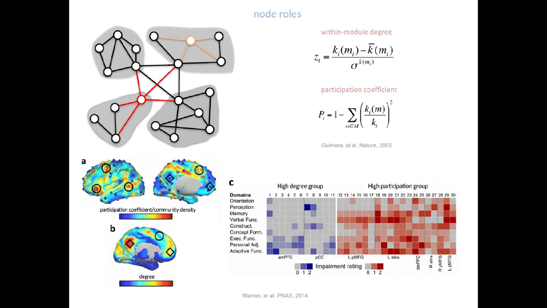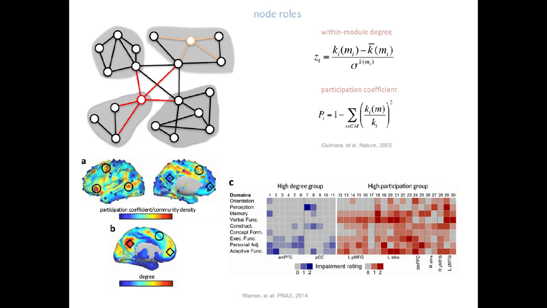And this isn't just an abstract exercise. It seems like these measures have important practical consequences for how we think about the brain. This was a really nice study done a few years ago where they took a bunch of patients with lesions in different brain areas and looked at the properties of those lesioned areas. They divided people into patients with lesions in areas with high participation coefficient, that's the circles, so these are areas that play an important role in integrating diverse modules, and patients with lesions in areas with high within module degree, which are the diamonds.